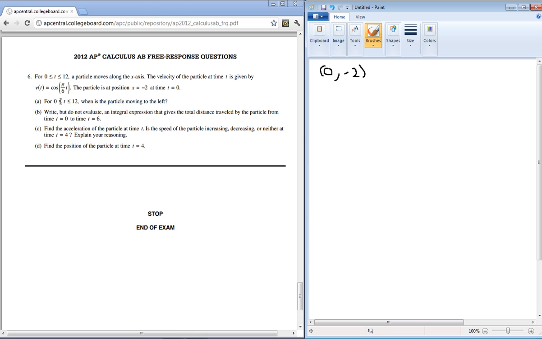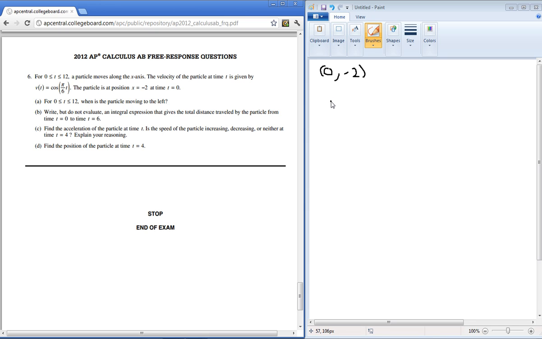So it says for 0 is greater than blah blah blah, when is the particle moving to the left? I don't like this brush. That brush looks bad too. Pencil. The particle moves to the left when the first derivative is negative. So we take the derivative. Oh no, we don't. They give you velocity. This isn't a displacement function. They give you the velocity, so they don't want you to try too hard. They just want you to set this equal to 0 and make a sign chart and see where it's negative from 0 to 12. So we're going to do that.